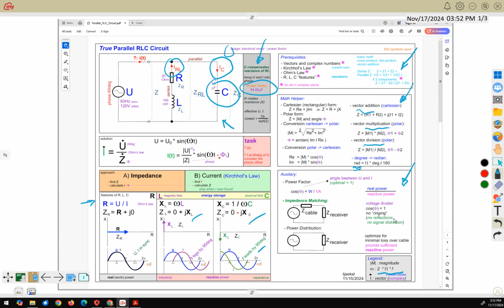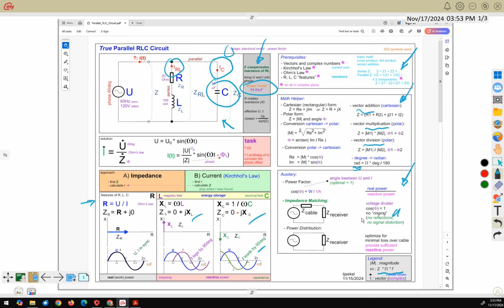That means there is no ringing. That means you have no reflections, no signal distortion. Everything looks much better. If you don't have impedance matching, then you get a lot of reflections and the signal looks really, really odd. And the power distribution is a little bit different.